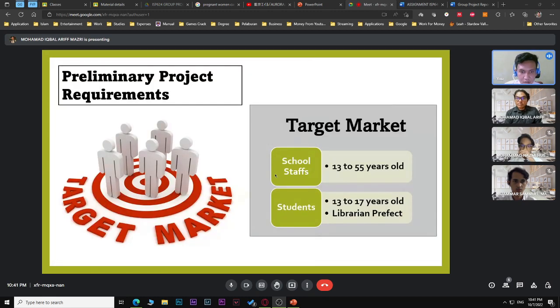The target market of our project is, first, school staff within 13 to 55 years old, and then students within 13 to 17 years old, and the library and prefects.